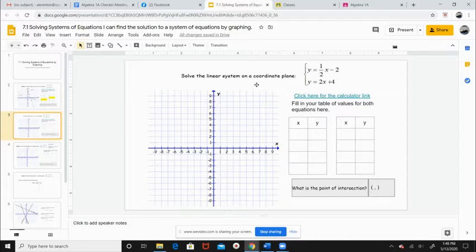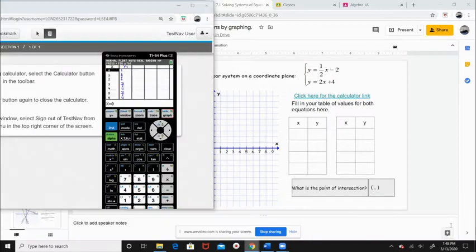So in example 2, I'm going to repeat the exact same process. I'm going to grab my calculator, type in the first equation that I see, and then make the points.